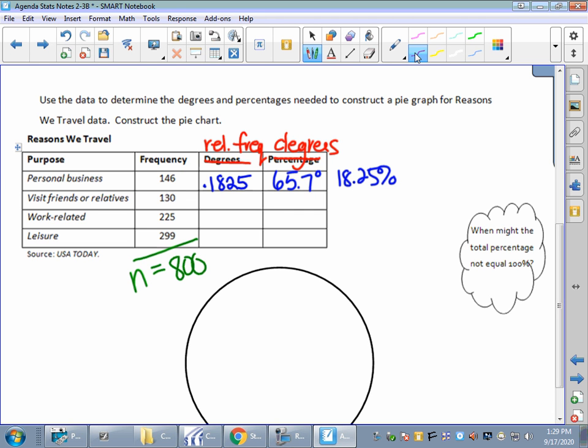So 130 people visit friends or relatives. If I take that and figure out my relative frequency, I'm having a hard time. Let me calculate that really quick. 130 out of 800 is 0.1625. If you were here, I'd be asking you to calculate for me. Take that value, multiply it by 360. Tell me if I'm wrong, but I believe it's 58.5.